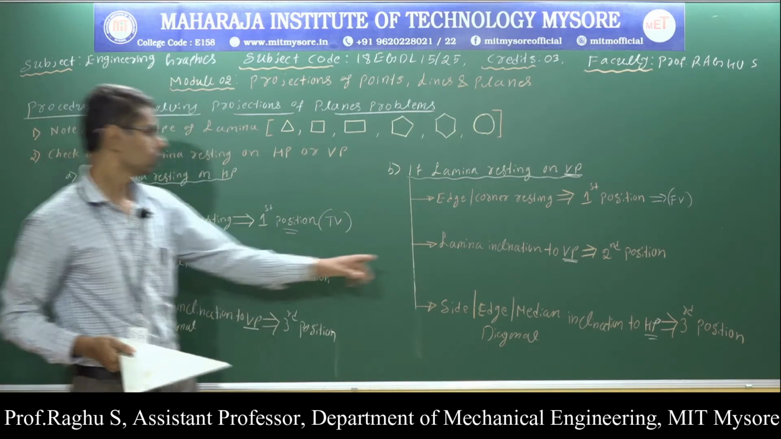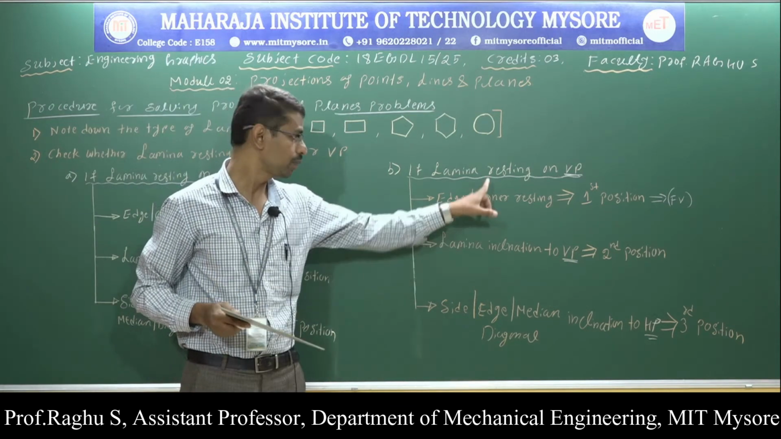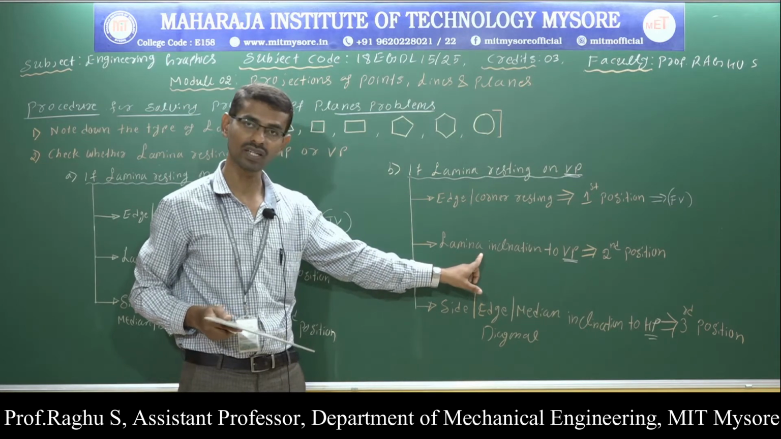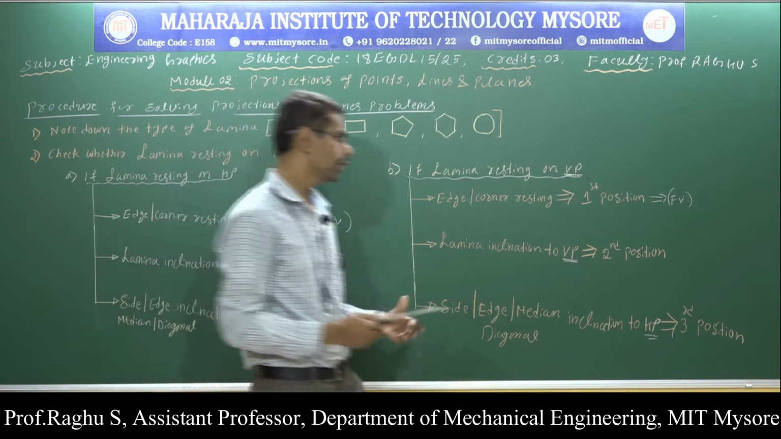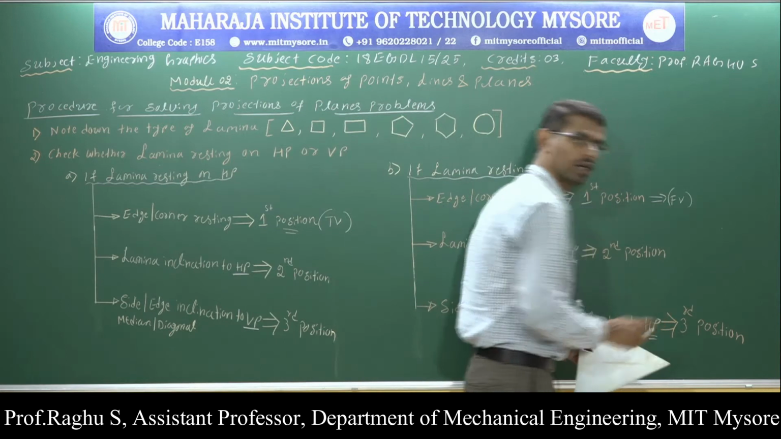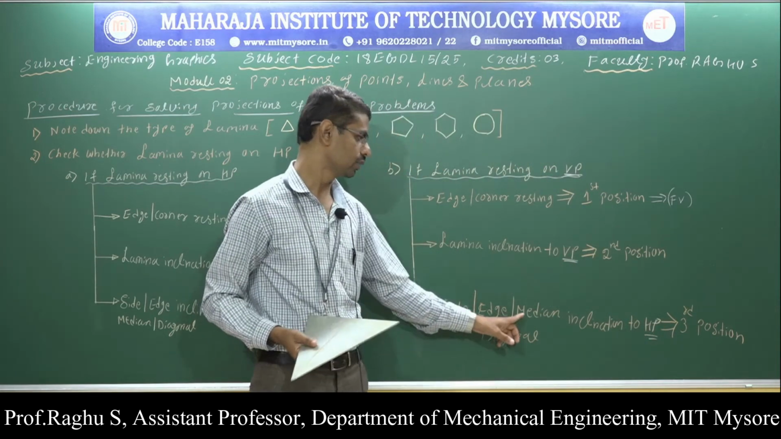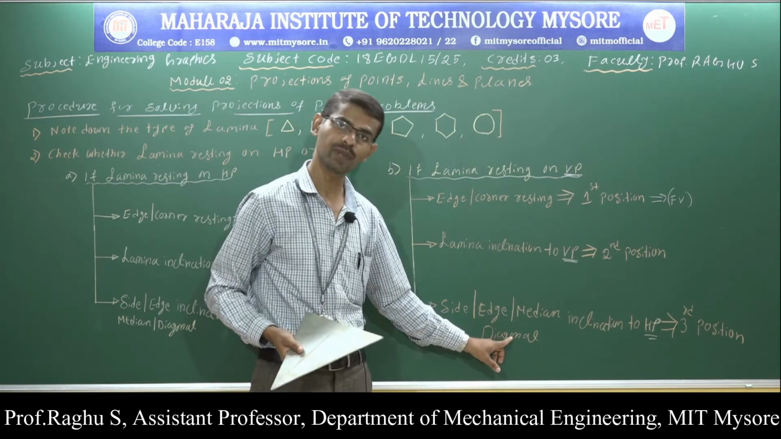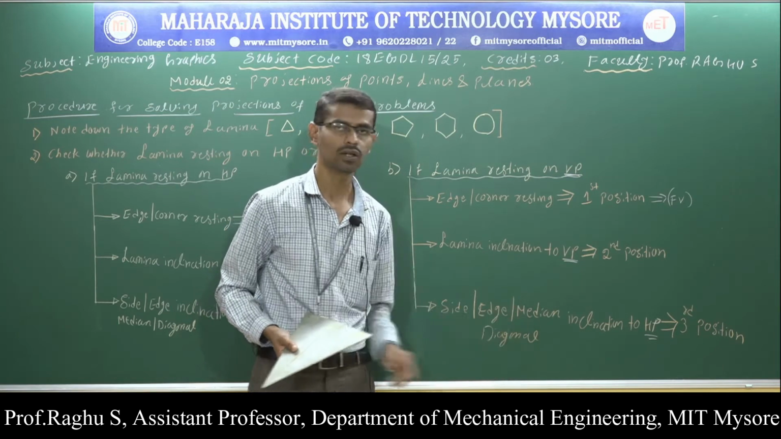So next one. Note down the lamina inclination with respect to VP when the lamina is resting on VP. It is used for drawing the second position. Next, note down the side or edge inclination, medial inclination, with respect to HP. It is used for drawing the third position.